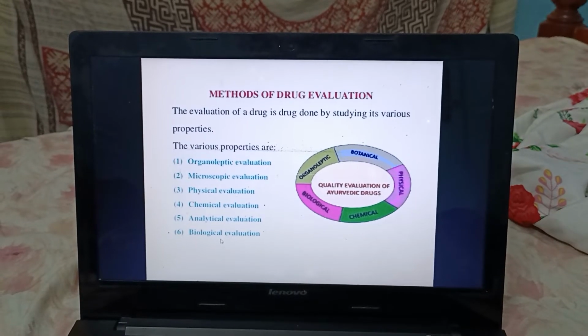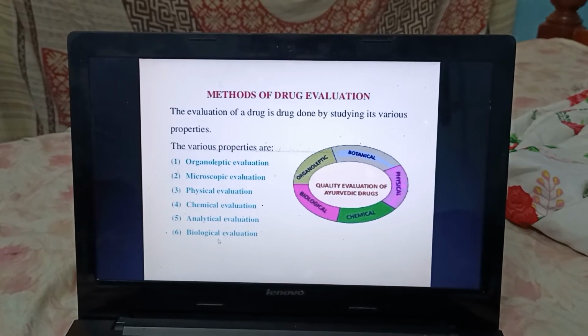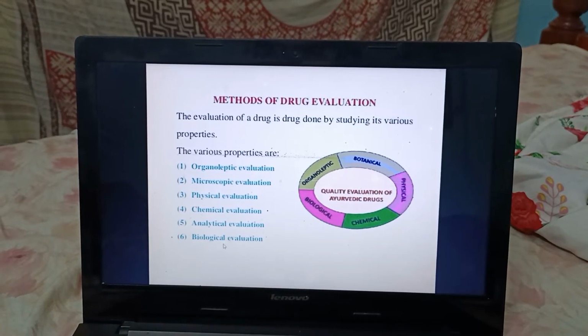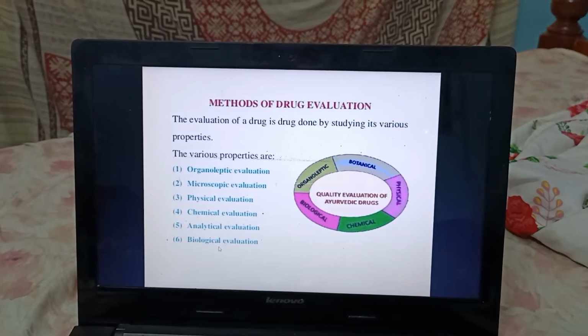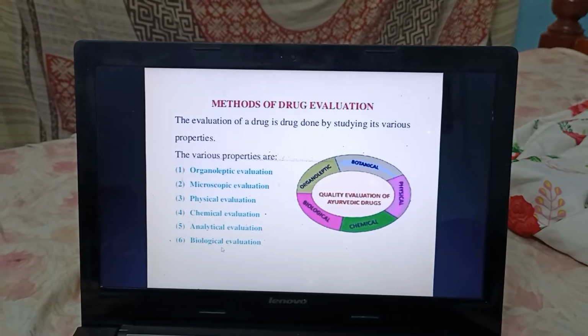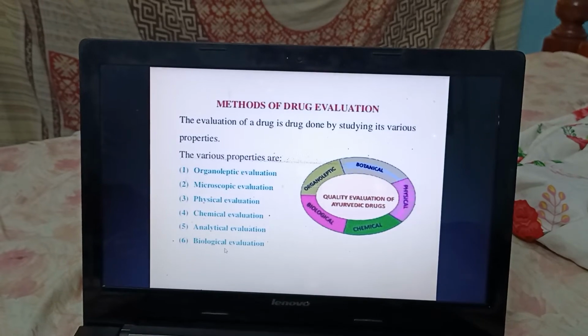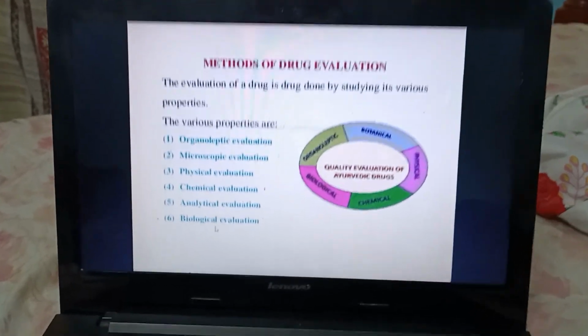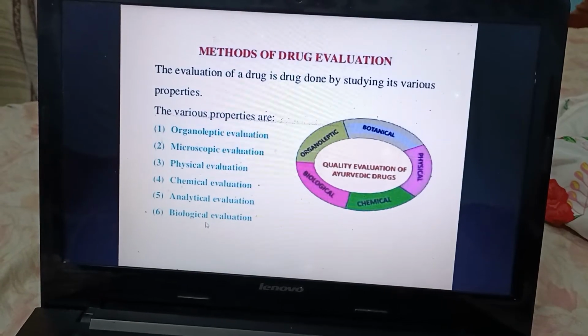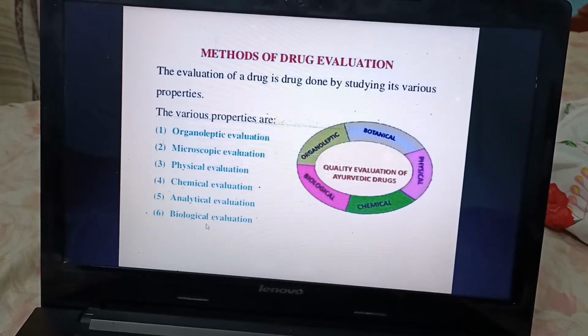So first one is organoleptic evaluation. The second one is microscopic evaluation. The third one is physical evaluation. Fourth one is chemical evaluation. The fifth one is analytical evaluation. And the final one is biological evaluation. The name itself can explain what is organoleptic and microscopic, physical, chemical, analytical, biological.